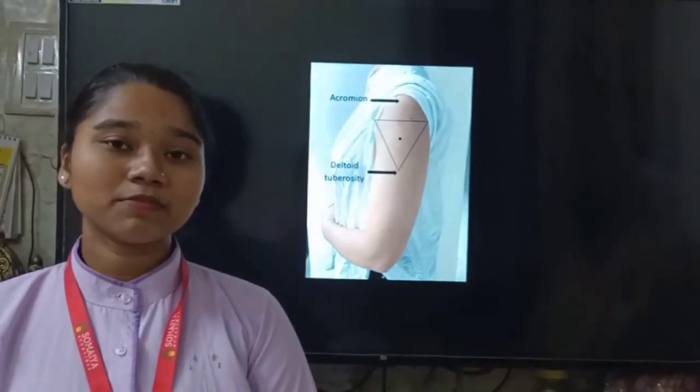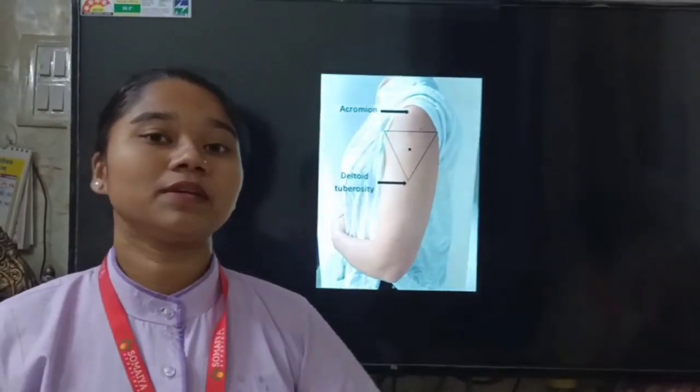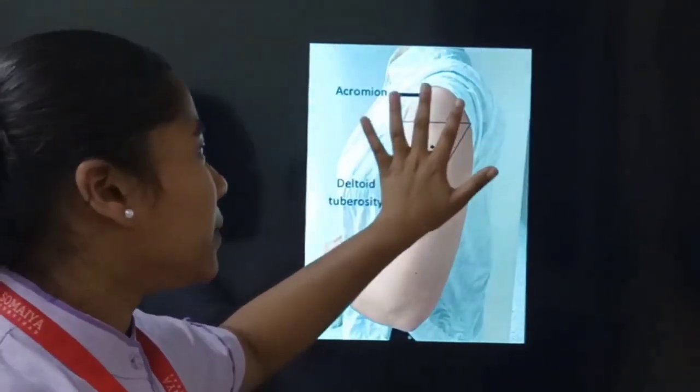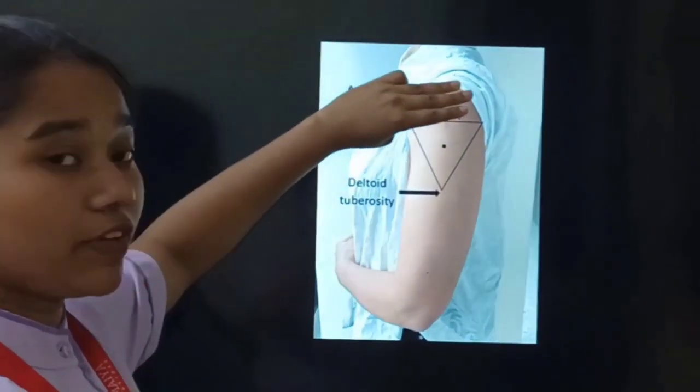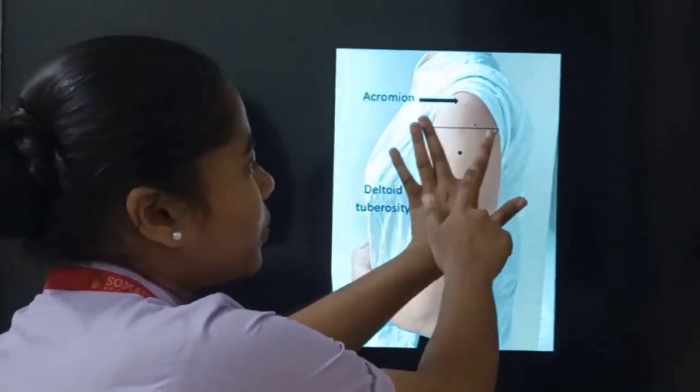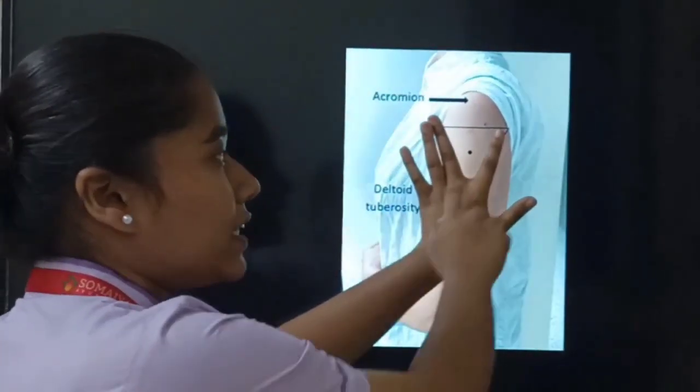Let us move to the next muscle for IM injection, which is the deltoid muscle. Now how to locate it? Place the finger below the acromion process, leaving a 3 finger distance such that it forms a triangle, and place the needle between the 2 fingers, which are the index finger and the middle finger.